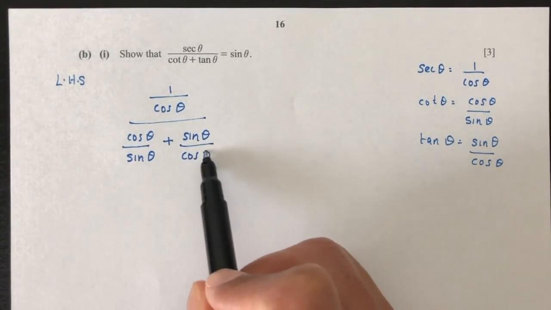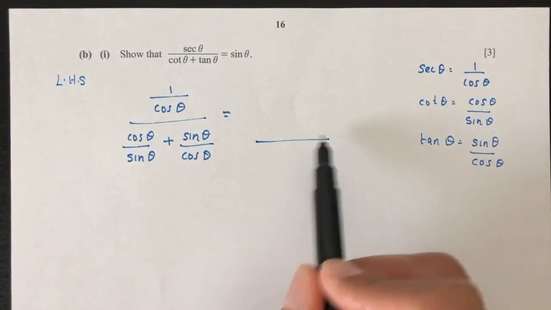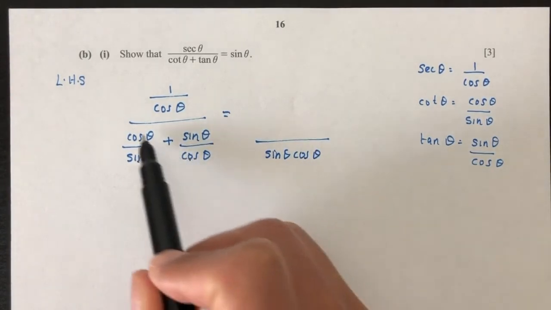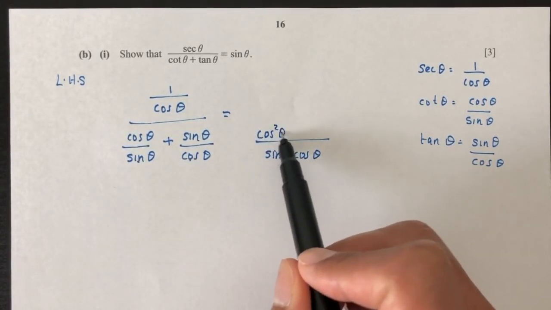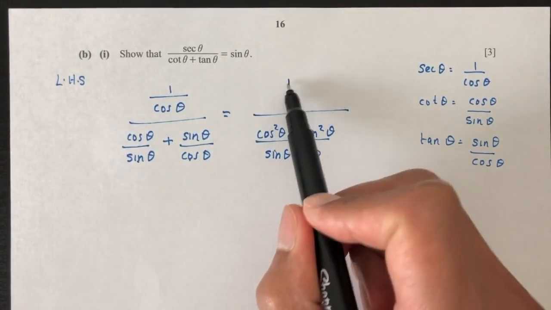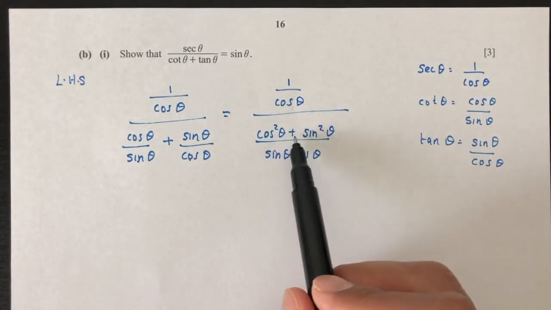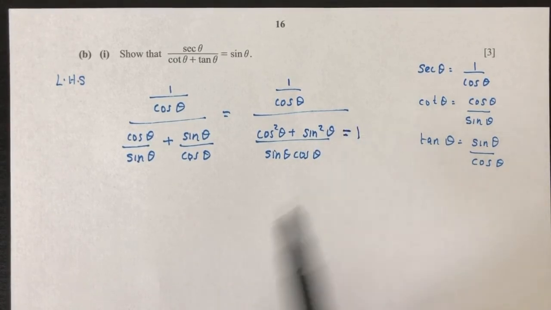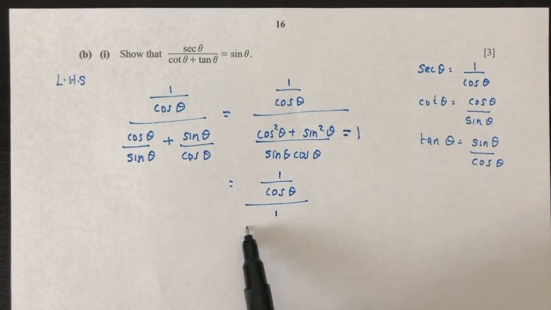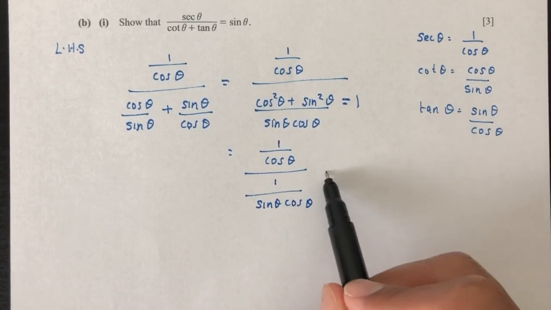which is sine theta over cos theta. So let's simplify this. Here we can find the LCM. We have to multiply these two, so sine theta and cos theta, and then we cross multiply. We have cos square theta plus sine square theta for the bottom, and the top is the same, 1 over cos theta. Now we observe that cos square theta plus sine square theta is equal to 1. So let's solve 1 over cos theta over 1 over sine theta cos theta.